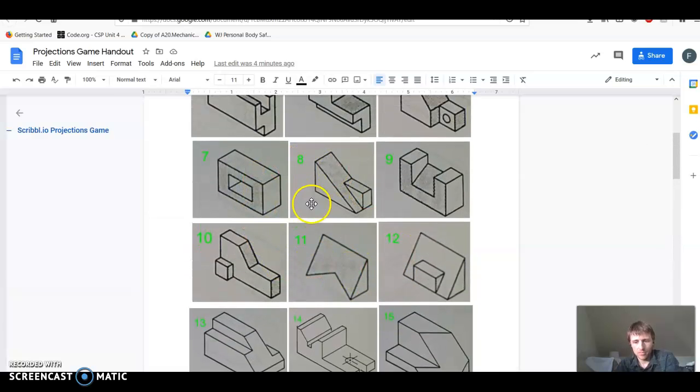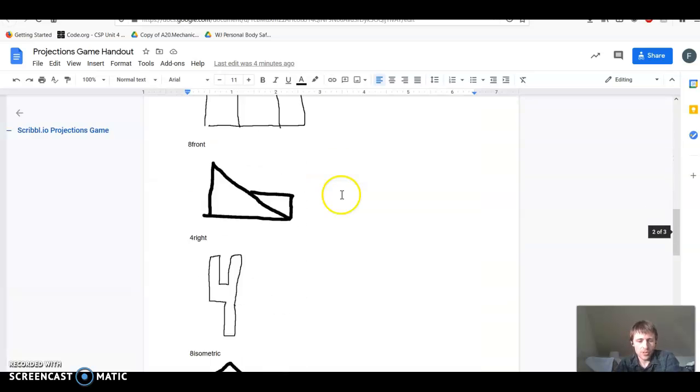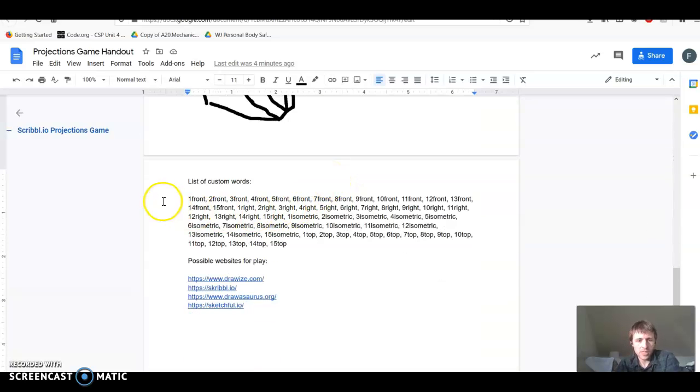So any of these shapes, for instance, let's say you have to draw 5 top. Well, looking straight from the top, this would look like a rectangle next to another rectangle. And everyone else would have to guess. If you want to do this yourself or with some friends, the list of custom words is right here. And here's some possible websites you can play on. I know that at least Scribble.io is blocked on MyMCPS, but I'm not sure about these other ones. So you'll have to try it.